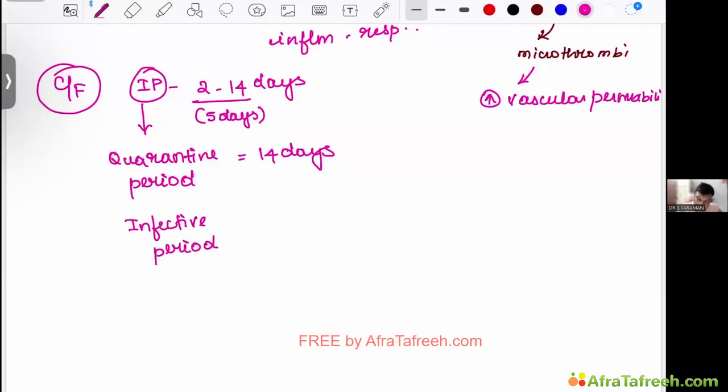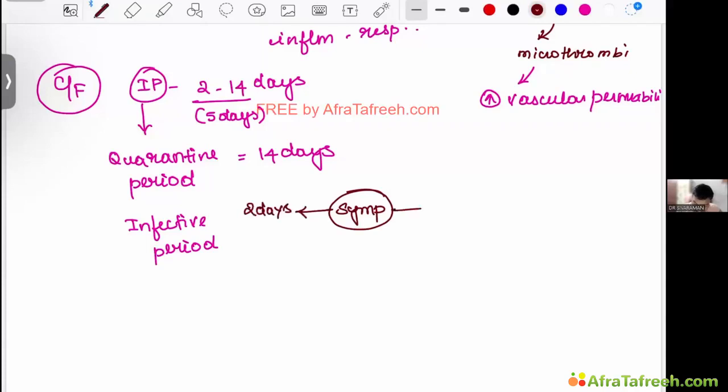Okay, the infective period: infectivity arises 2 days before the onset of symptoms and lasts up to 8 days after symptom onset. So the patient has the ability to spread infection from 2 days before symptoms up to 8 days post symptom onset. Okay, this is a very important thing.